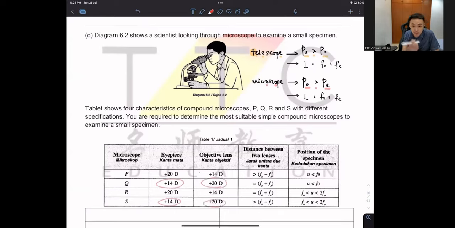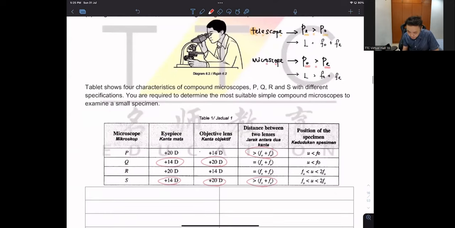The distance between two lenses, I gave you already, right? It must be more than FO plus FE. And lastly, the position of the specimen needs to be in between FO and 2FO. Now, this one I'll explain later. So the answer must be S. Okay? The full explanations, I gave you the answer already, you can refer.